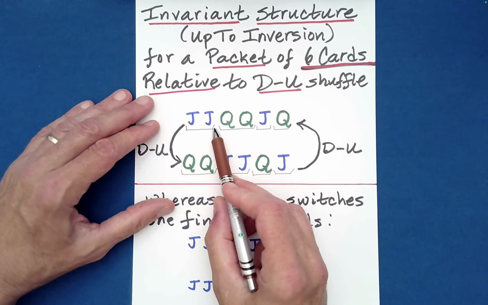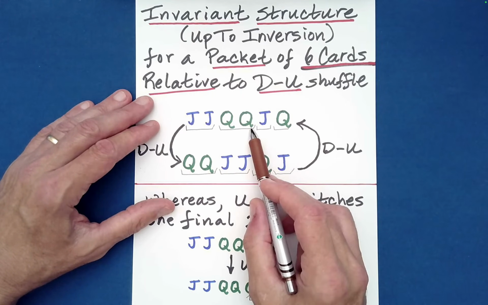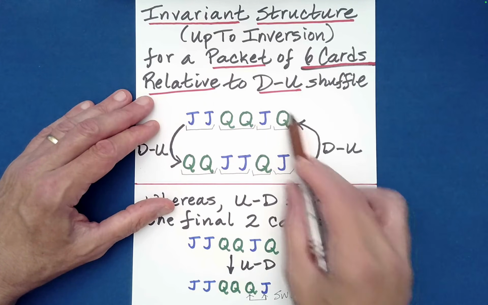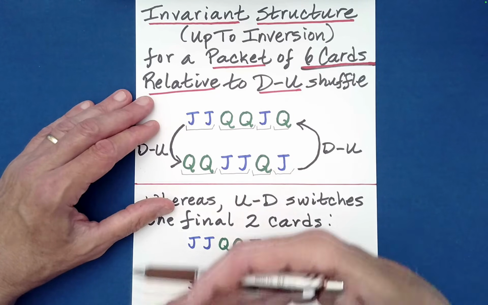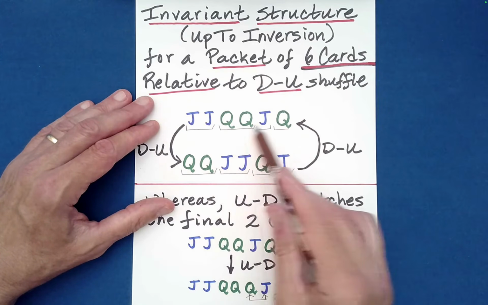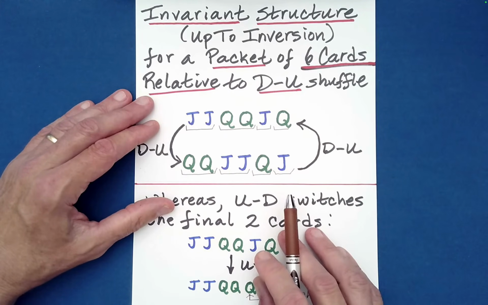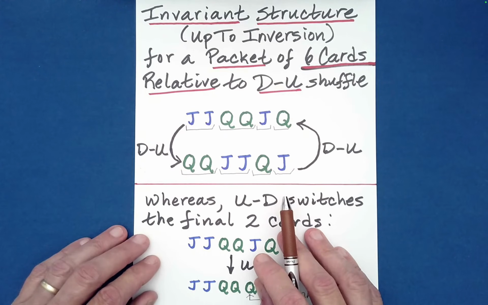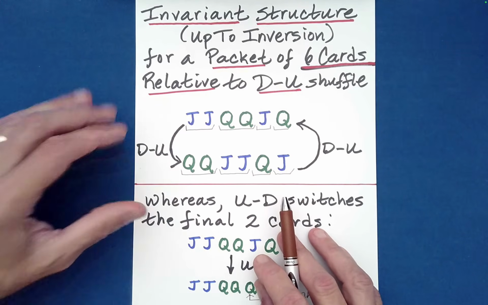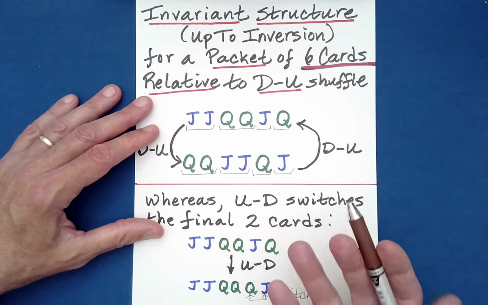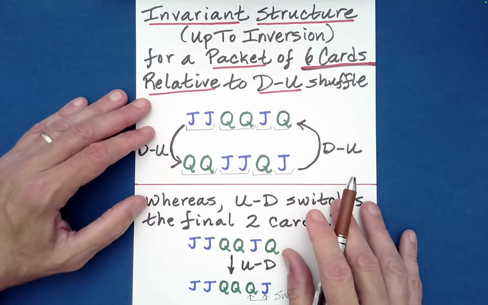You'll get 2 jacks, followed by 2 queens, followed by a jack and a queen. And I think if you go back, I even showed the organization of the packet, and I believe it's this exact one here. If it's not, the jacks and queens have just merely switched places. So here is the invariant structure up to inversion. That just means the jacks and queens all switch places with one another.